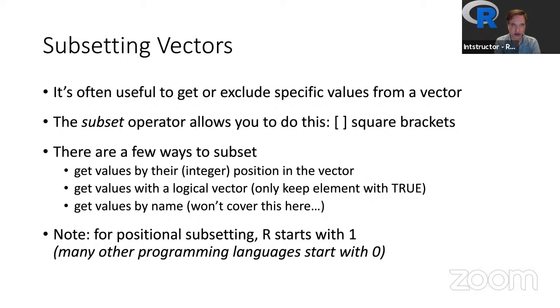For vectors in R, we're going to be using a subset operator, and we're going to use these square brackets in order to accomplish that.